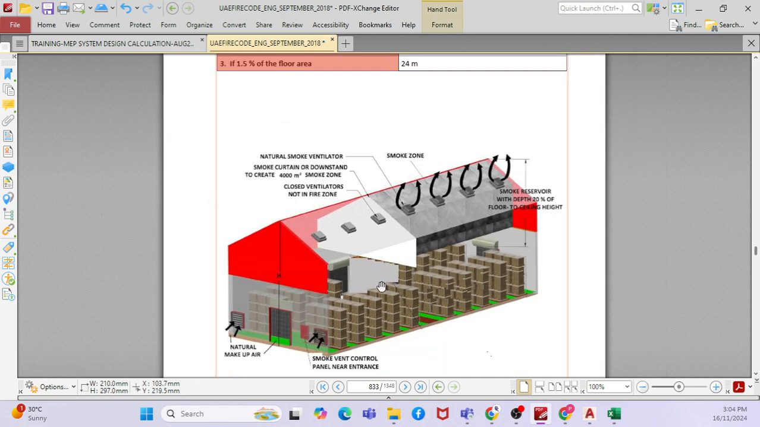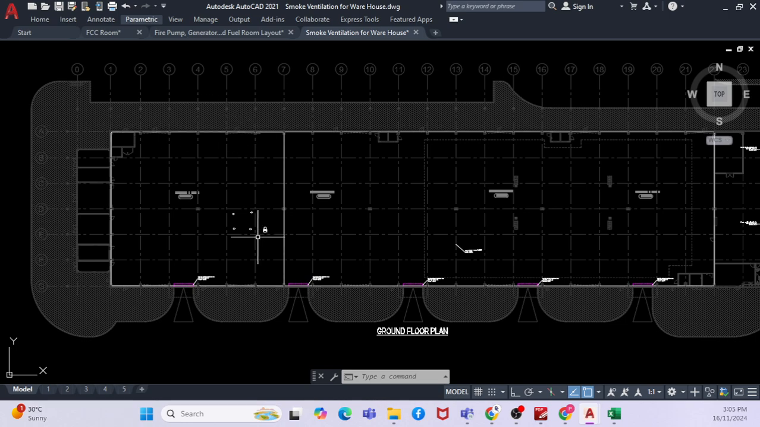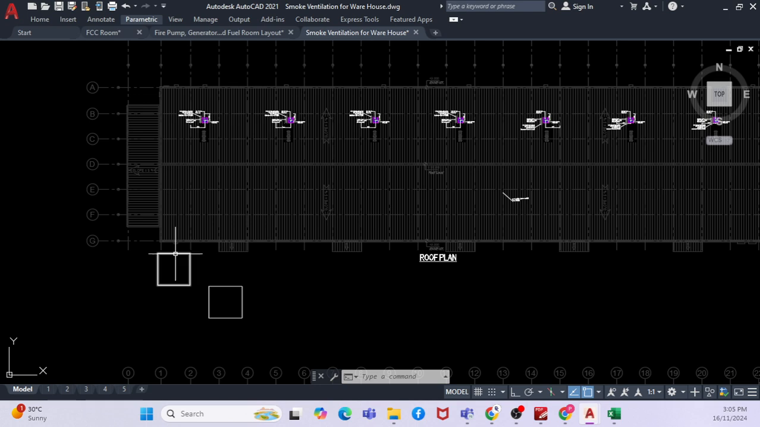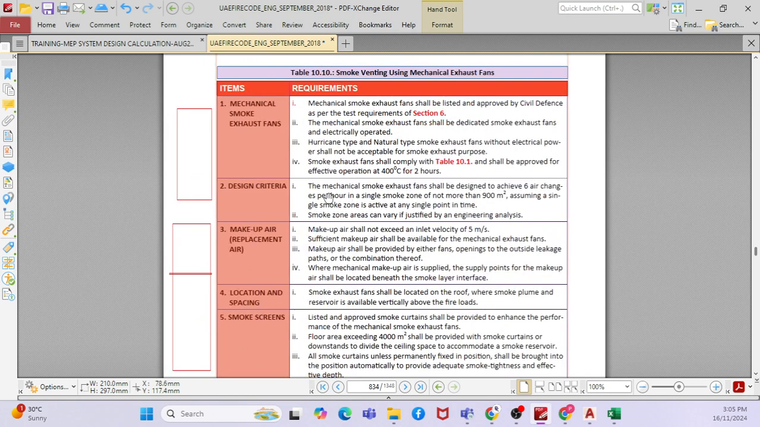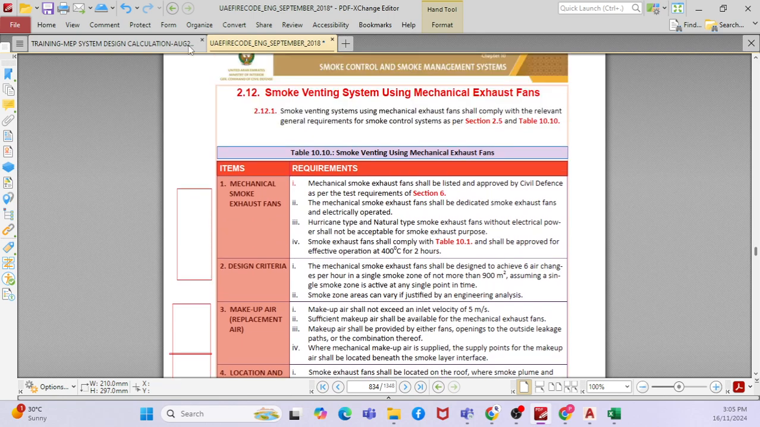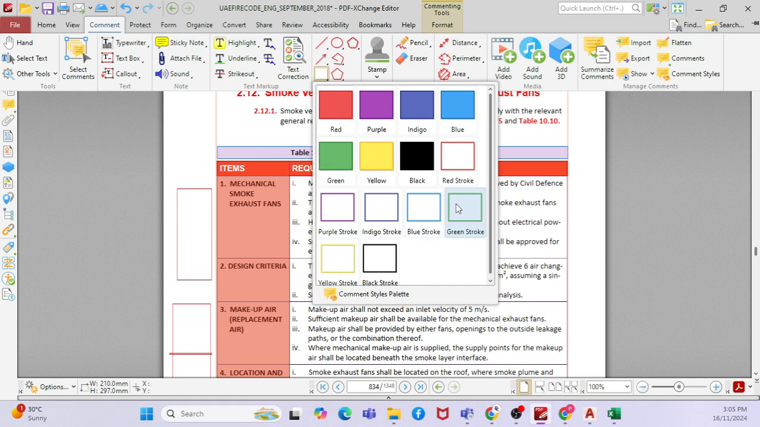Say for example, this is an 800 square meter zone. If you go to my drawing, this is one zoning. Assume that one zone will be 800 square meters. So where is this standard coming from? This is also part of this particular code. Here you can say the mechanical smoke exhaust fan shall be designed to achieve 6 air changes per hour in a single smoke zone, not more than 900 square meters. So when I have a warehouse, maybe you can visit different warehouses. Sorry, let me open.